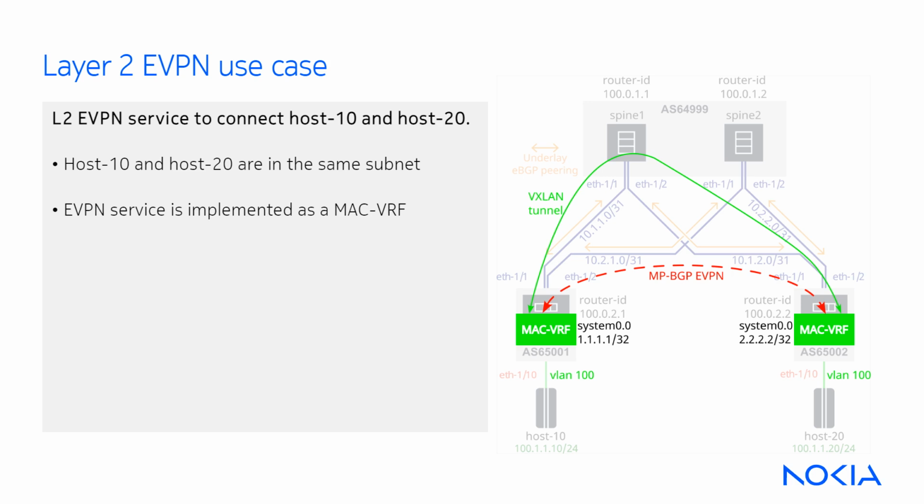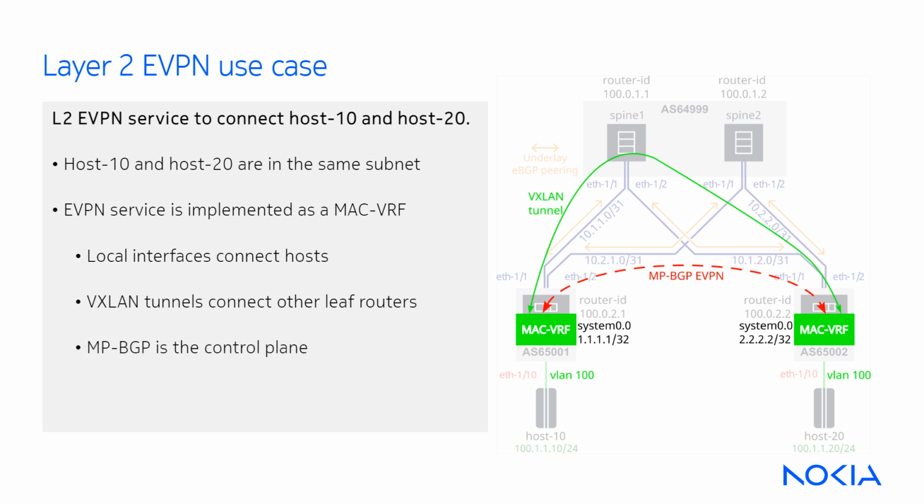The EVPN service is implemented as a MAC VRF in each leaf router. The MAC VRF has a local interface to connect the host and a VXLAN tunnel to forward traffic to the remote leaf router. The service is controlled using the MPBGP protocol with EVPN address family. The system 0.0 subinterface is used in SR Linux as the MPBGP and VXLAN tunnel endpoint.